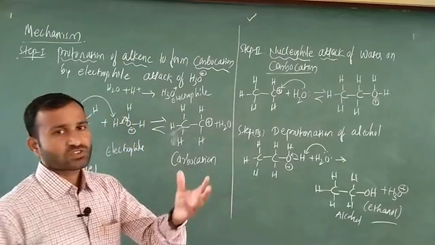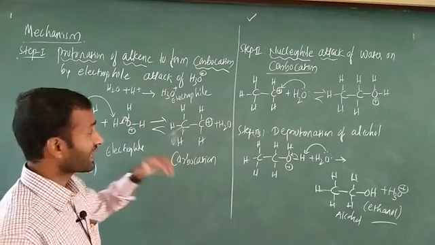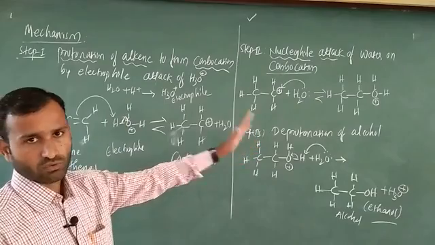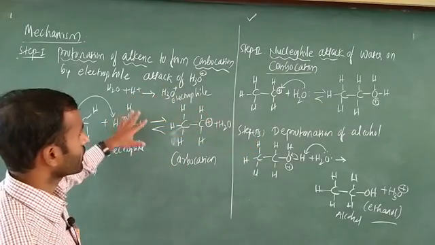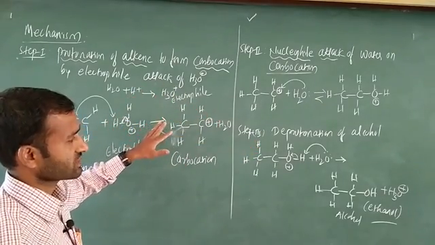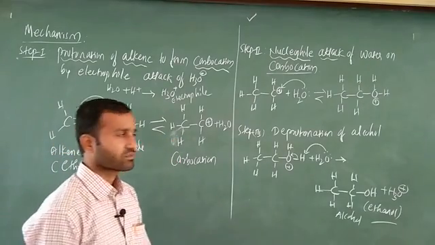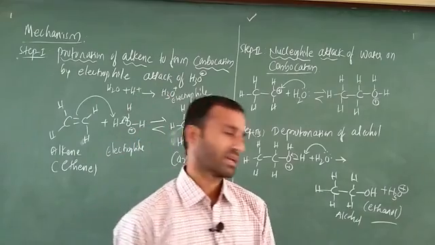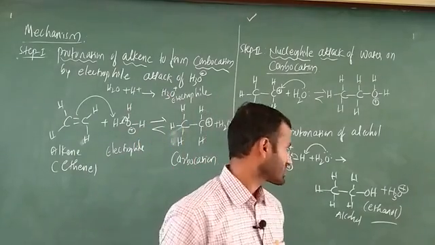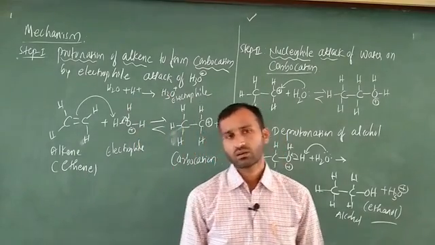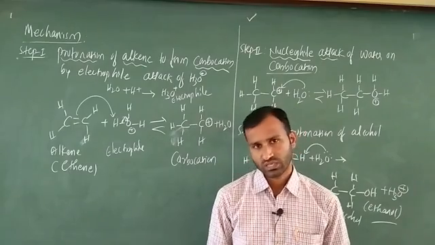Finally, this is the preparation of alcohol from alkene, by acid catalyzed reaction. Up to this point is the mechanism of preparation of alcohol from alkene. This point is completed. The next point is hydroboration, which we will study in the next video. Thank you.